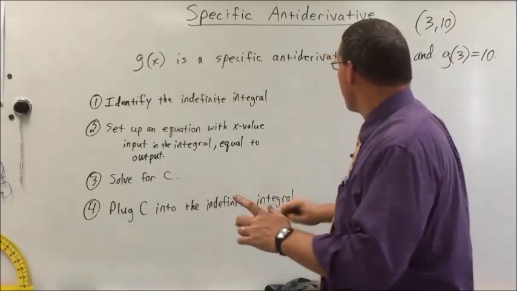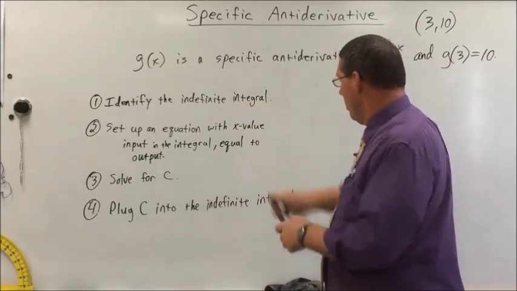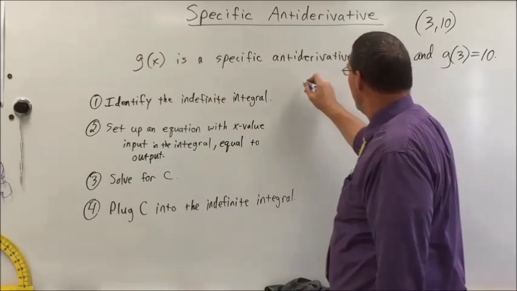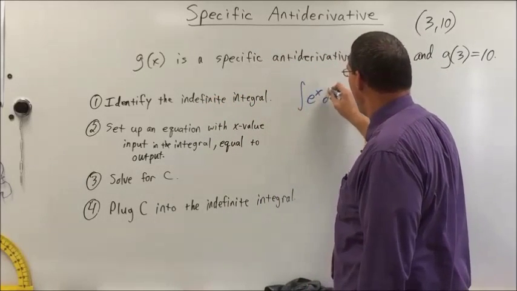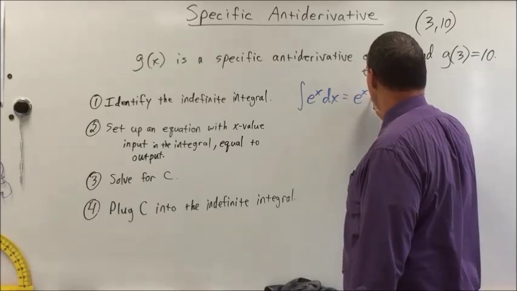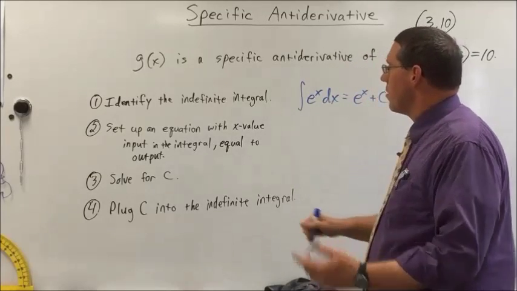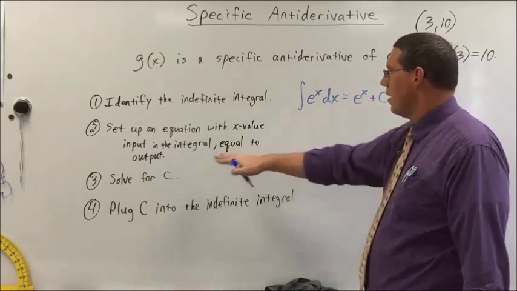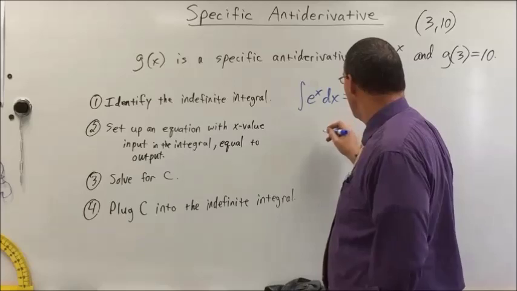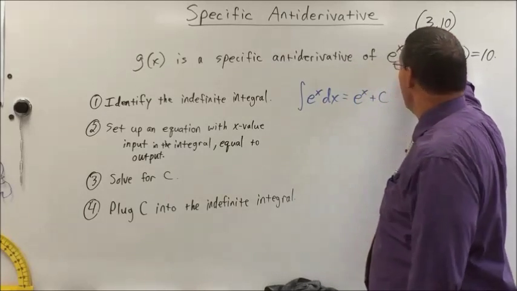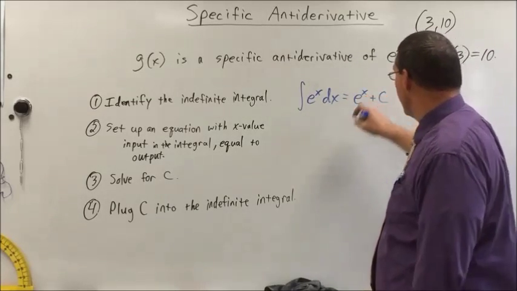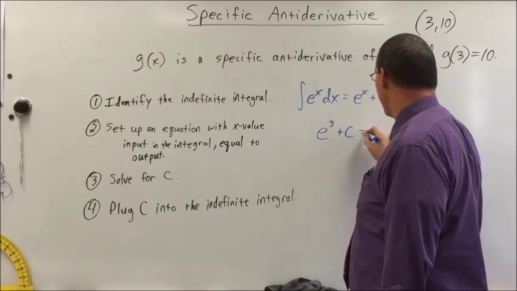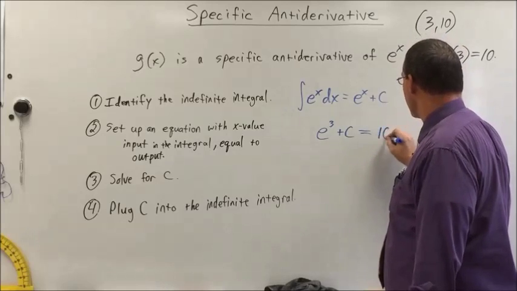Only one of them. Okay, so first thing we're going to do, let me do it in a different color here, we're going to identify the indefinite integral. Well, the indefinite integral of e to the x is e to the x plus c. Then it says set up an equation with the x value input into the integral and set it equal to the output. Okay, well, I'm going to plug 3, the x value, in for x here. So I'm going to have e to the third power plus c, and then I'm going to set that equal to the output, equals 10.